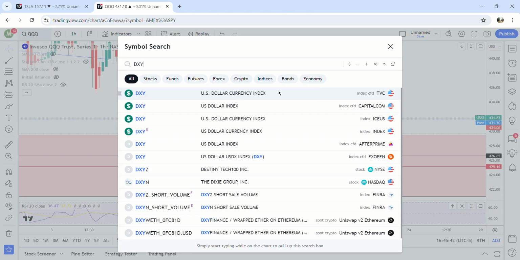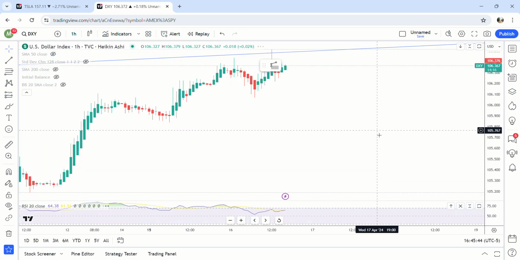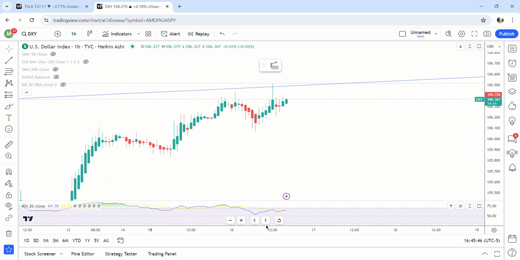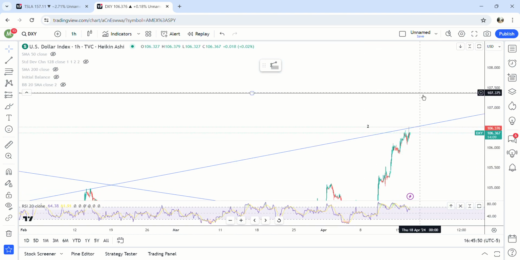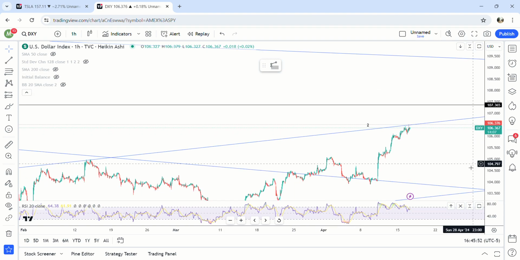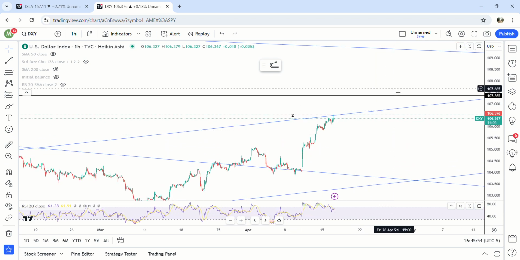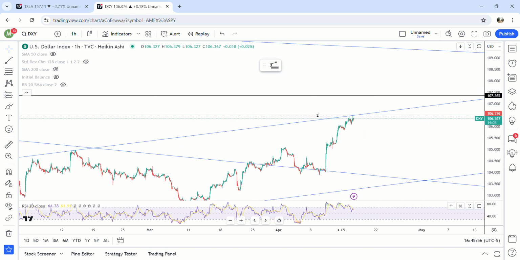The dollar, up again today. Still hasn't broken the high, but I'm still watching the 107.37 level. See if it breaks and confirms a move up to like 110.